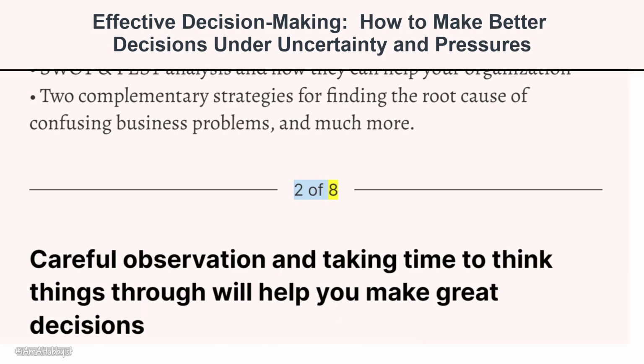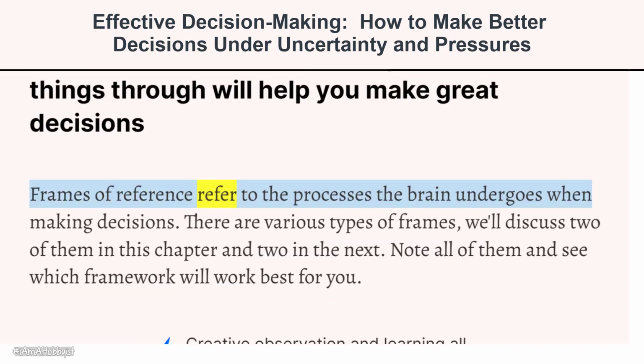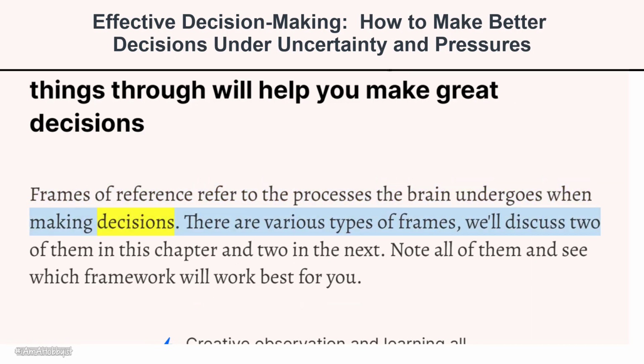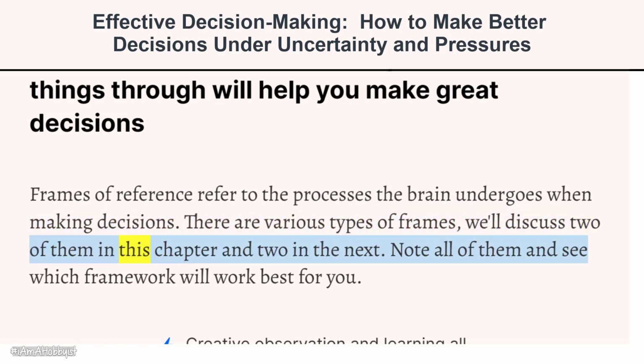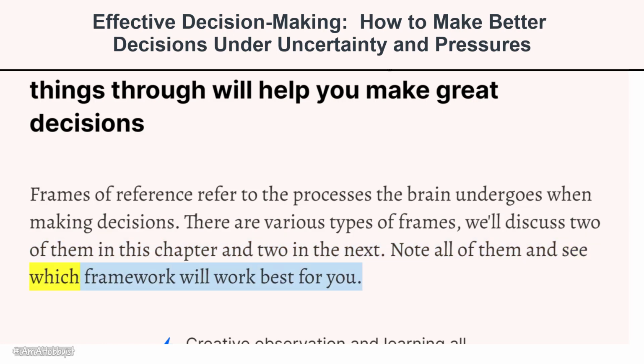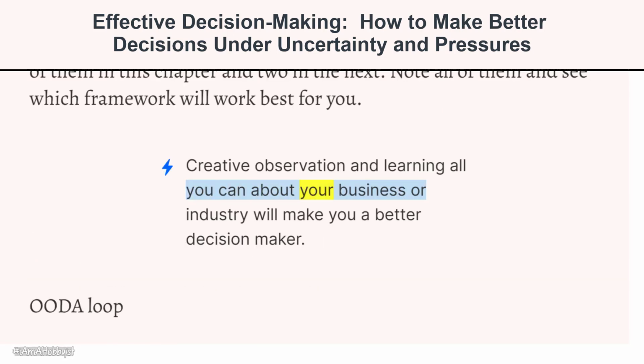2 of 8. Careful observation and taking time to think things through will help you make great decisions. Frames of reference refer to the processes the brain undergoes when making decisions. There are various types of frames. We'll discuss 2 of them in this chapter and 2 in the next. Note all of them and see which framework will work best for you. Creative observation and learning all you can about your business or industry will make you a better decision maker.